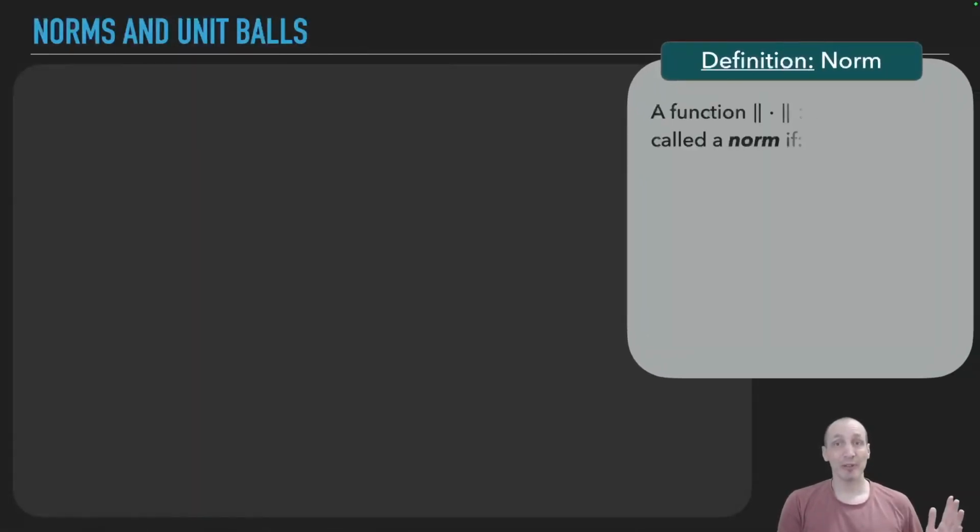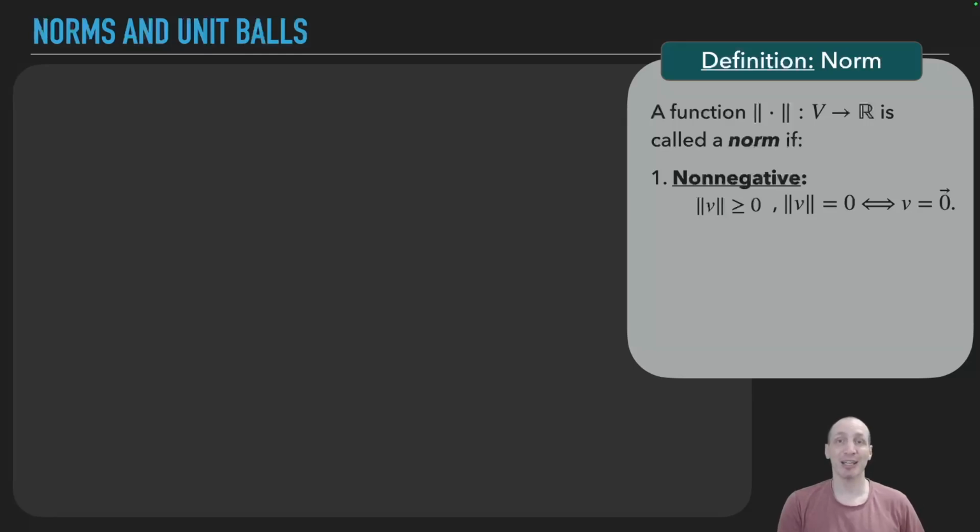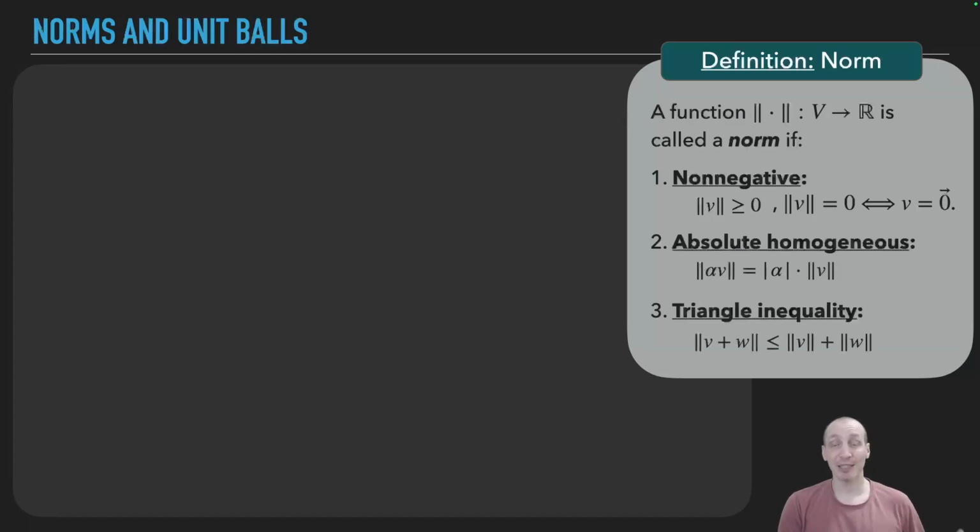We have the norms. The norm is a function from the vector space into R. It should be non-negative, right? The norm of v is larger than 0, and it is 0 if and only if the vector is 0. It should be absolutely homogeneous: the norm of alpha v is the absolute value of alpha times the norm of v. And finally, it should satisfy the triangle inequality, right? The norm of v plus w is at most the norm of v plus the norm of w.